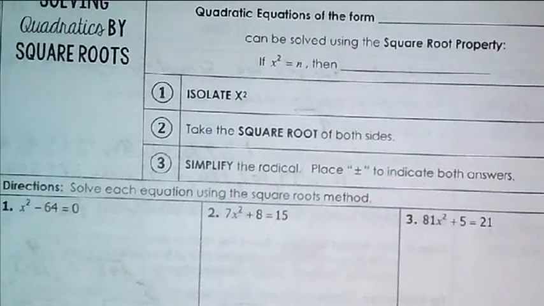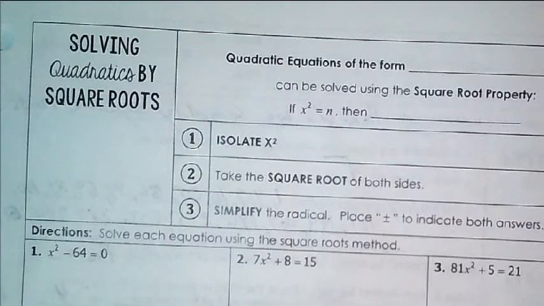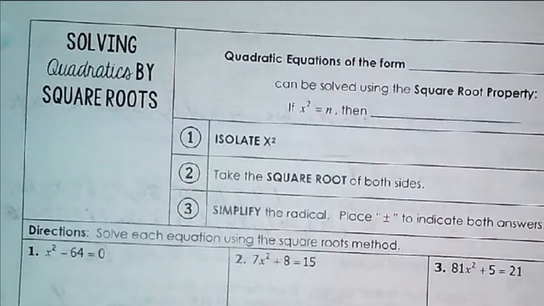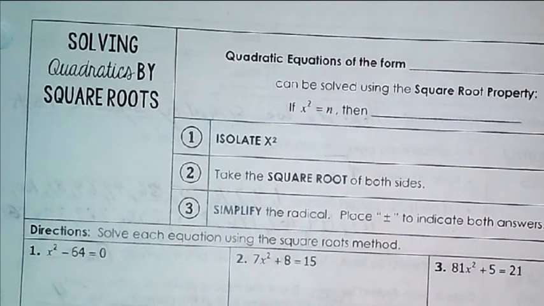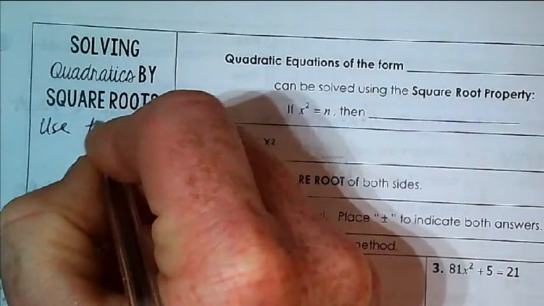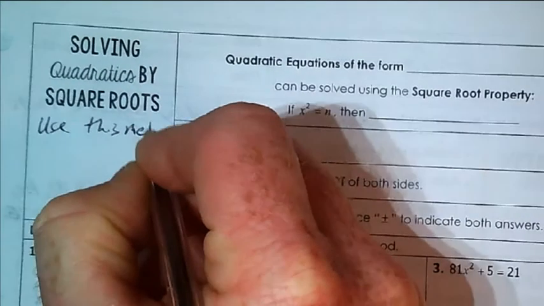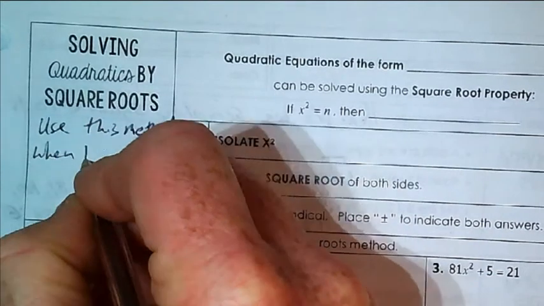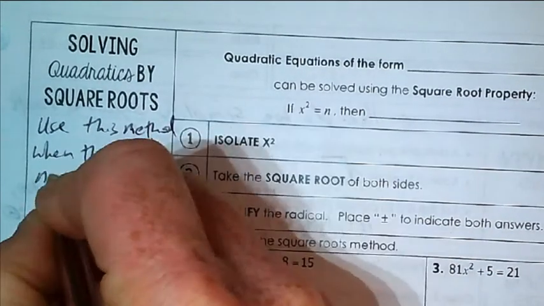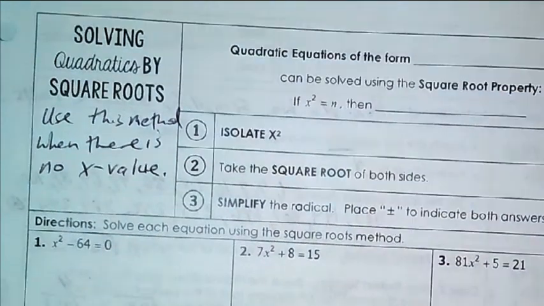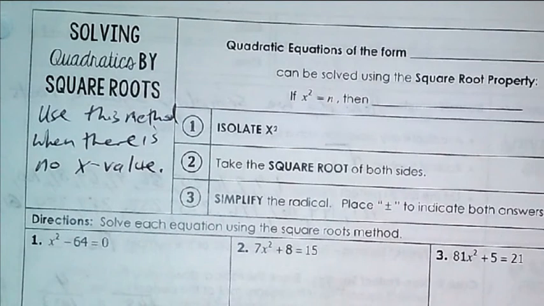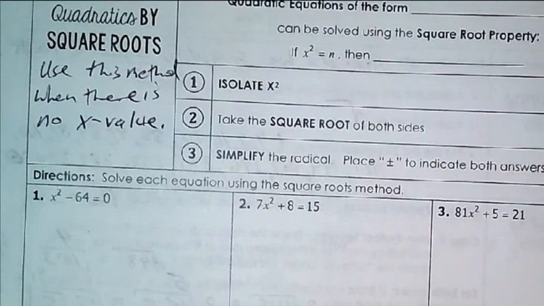Alright, so, we take a look at the process of this. We first need to know, when am I going to solve quadratic equations by square roots? When am I allowed to do it? When can I do it? And I'm going to tell you when you can do it. Use this method when there is no x value. So, use this method when there is no x value.